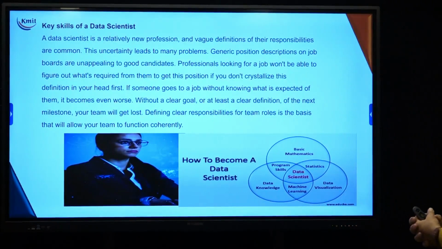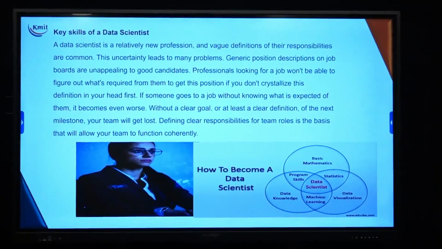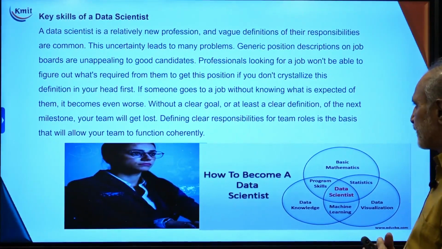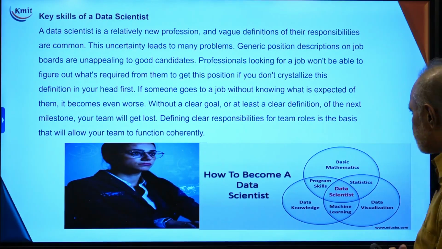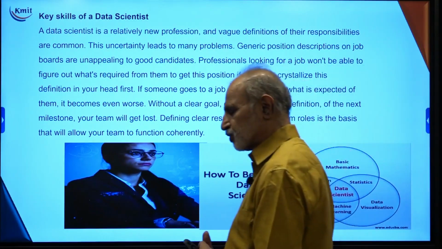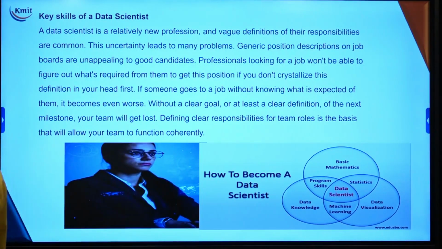So, a data scientist is a relatively new profession, and vague definitions of their responsibility are very common. This leads to uncertainty in many of the problems. Generic position descriptions on job boards are unappealing to good candidates. So, when I read that a company requires a data scientist, it becomes very appealing, but I really get confused about what the people are looking for from me. A professional looking for a job won't be able to figure out what is required from them to get the position if you don't crystallize this definition in your head. If someone goes to a job without knowing what is expected from them, it becomes even worse.